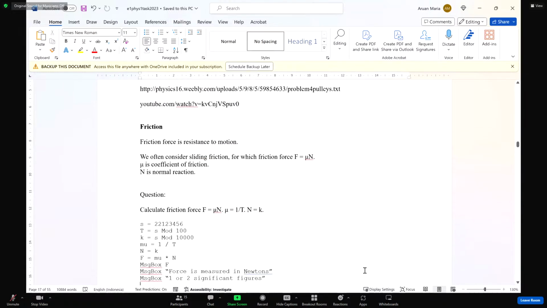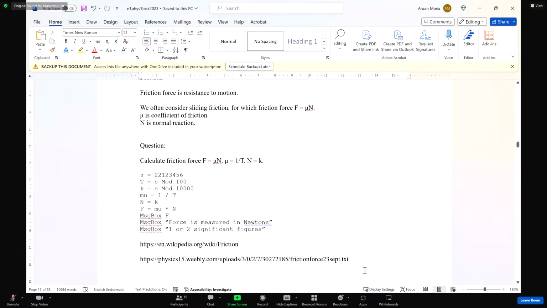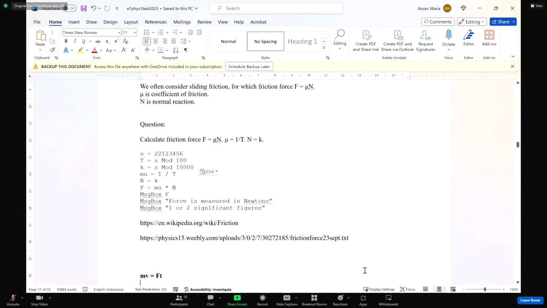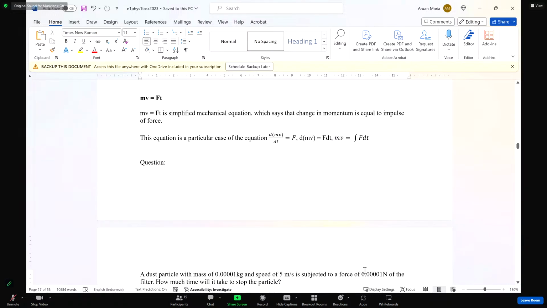So this is about friction, kinetic friction, static friction. So you calculate the friction force. Make sure you give the correct number of significant figures in this case, either 1 or 2, depending on your student number.